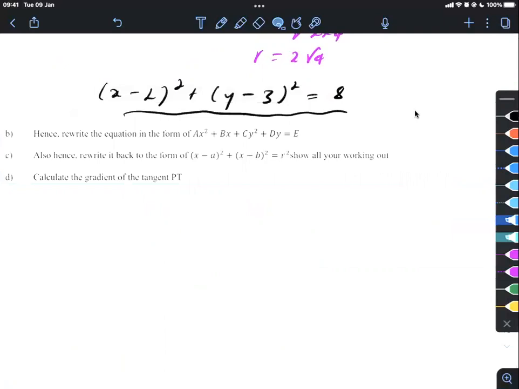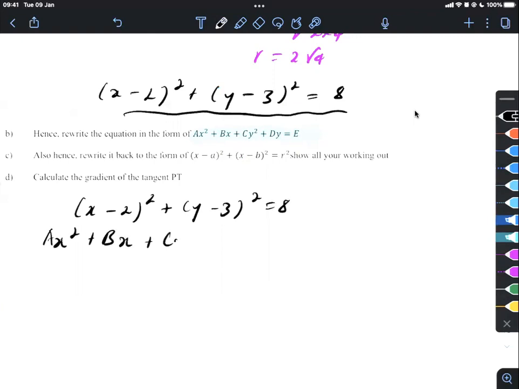All right. The second question says, hence, rewrite the equation in the form. They want us to rewrite the equation in that form. So remember, our equation is the x minus 2. So they want us to rewrite it as ax squared plus bx plus cy squared plus dy equals e. Now, the a and the b and the c and the d, obviously that e is just going to be some constant. Those are constants, all right?